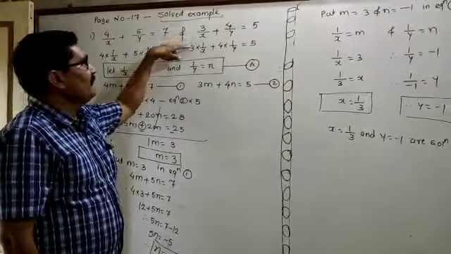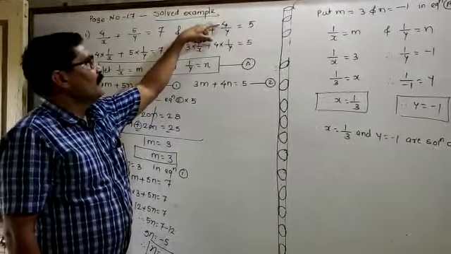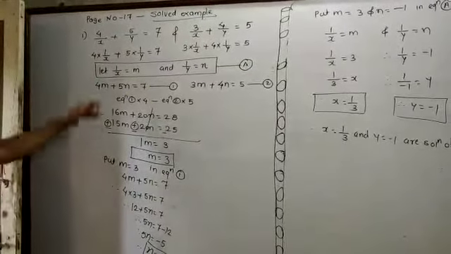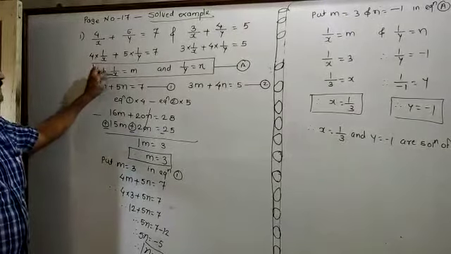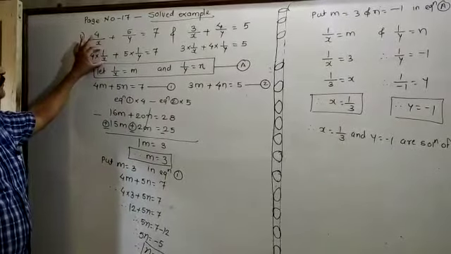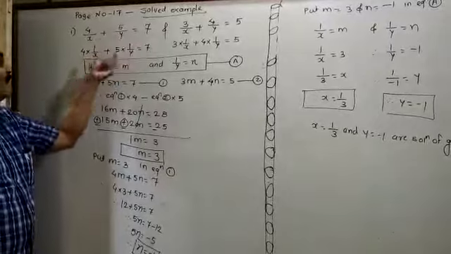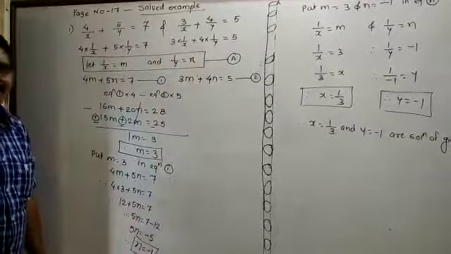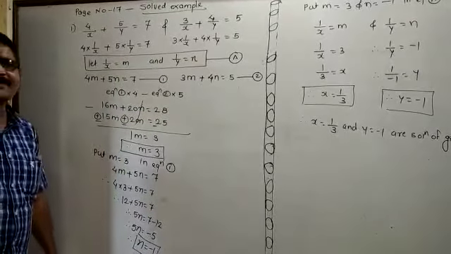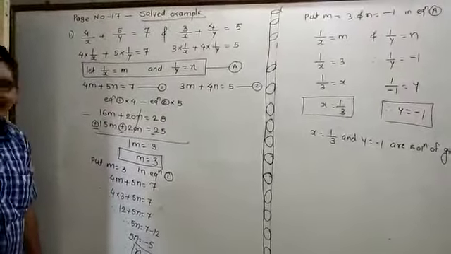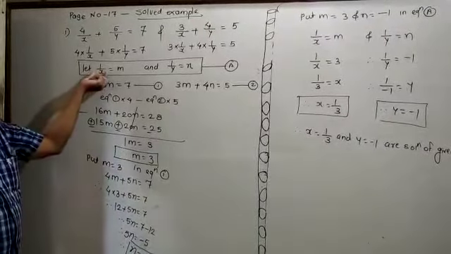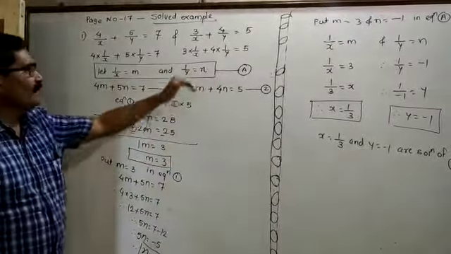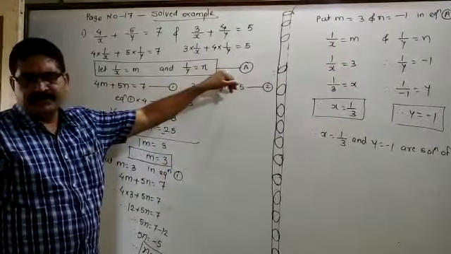3 upon x means 3 multiplied by 1 upon x plus 4 multiplied by 1 upon y is equal to 5. And after that, you have to consider that let 1 upon x is equal to m, because 1 upon x and 1 upon y are present in both the equations. So to convert it into the form of the linear equation, you have to consider that 1 upon x is equal to m and 1 upon y is equal to n, and you have to give this as equation A.